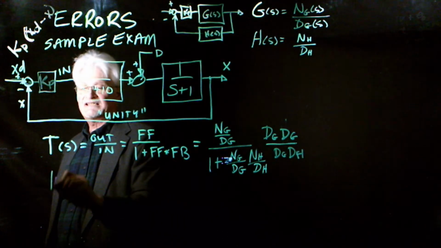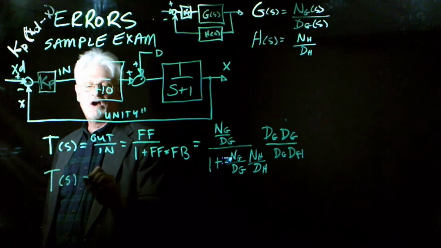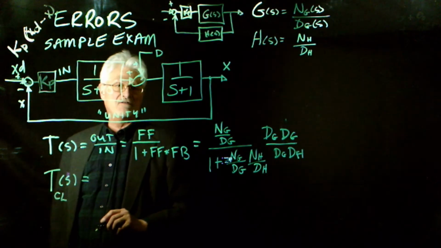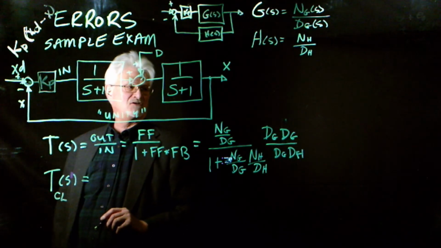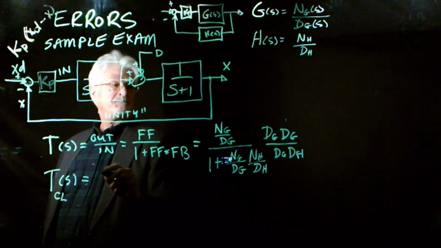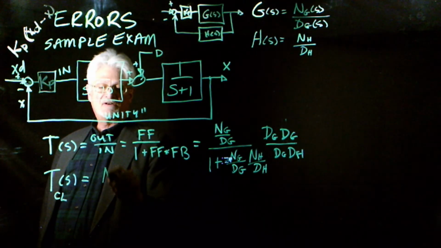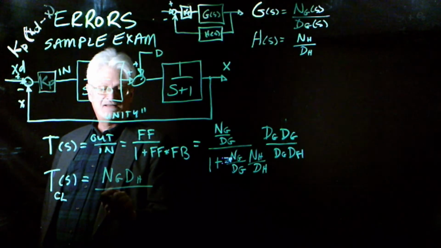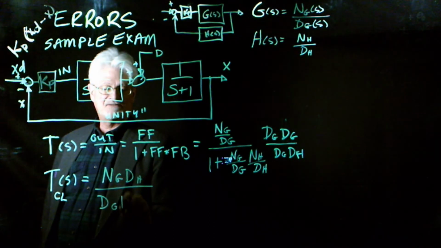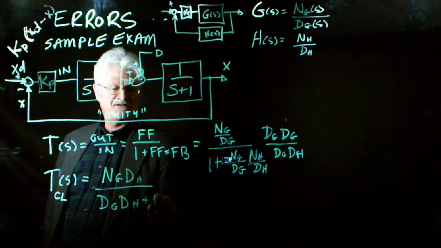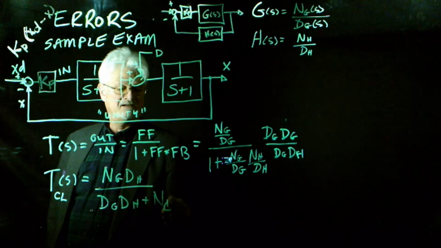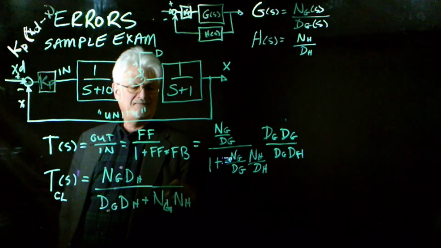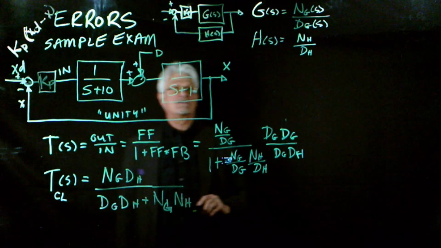And so what we're going to see is that the transfer function for this, the overall closed loop transfer function, sometimes I'll put closed loop so we remember what the transfer function is. The overall closed loop transfer function then is going to be the numerator of g times the denominator of h, divided by the denominator of g times the denominator of h plus the numerator of g times the numerator of h. Okay, so there we've got those things.